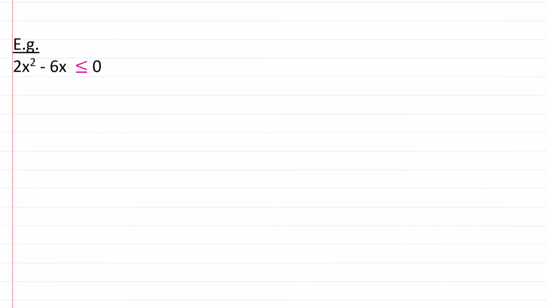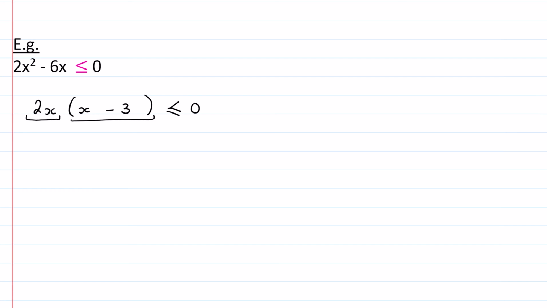Now, this is not going to be a double bracket factorization because there isn't a c, a constant number at the end, and it's not the difference between two squares. You are allowed to factorize in a single bracket. The common factor is 2x, so we put that outside. And then I'm left with x minus 3, and that is smaller than or equal to 0. So these are the two parts.